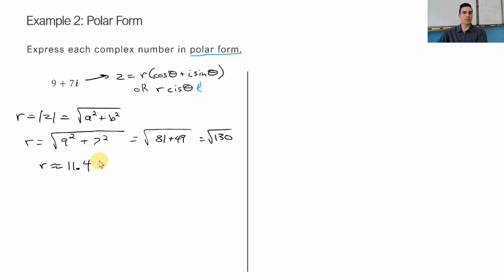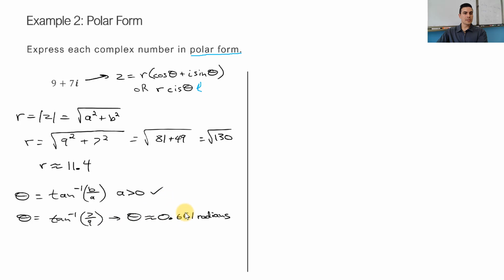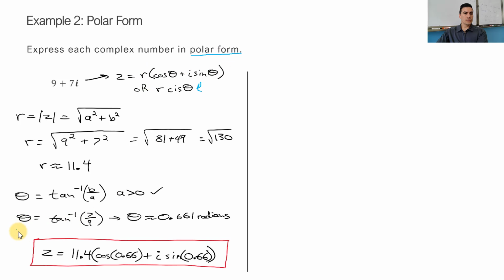Now we just need to find our theta value, and we have a positive a value, so we don't need to add anything to this. We just need to take the inverse tangent of b over a. So that's going to be inverse tangent of 7 over 9, which is approximately 0.661 radians. Remember, we are doing this all in radians, guys. Do not do this in degrees. Okay, so our final polar form would just be r, which is going to be 11.4, cosine theta, which is 0.66, plus i sine of 0.66. Okay, so that would be our polar form.